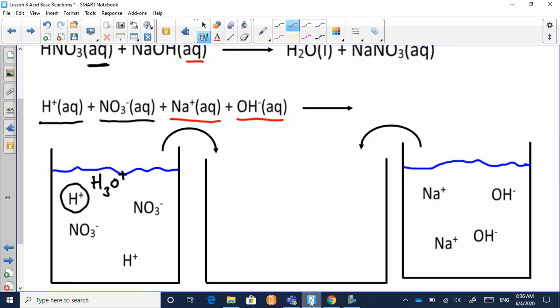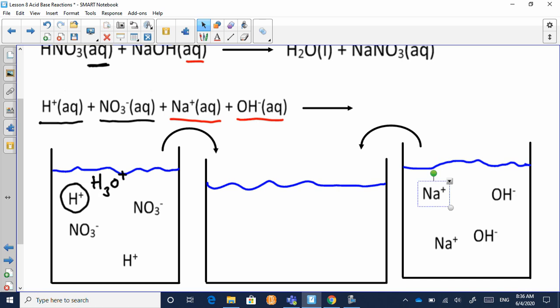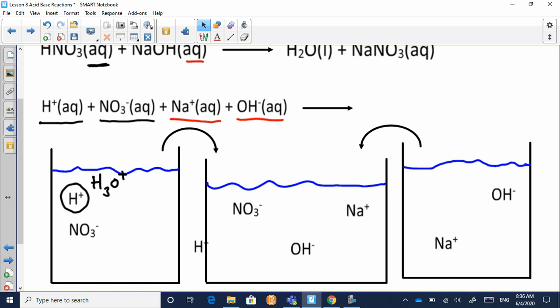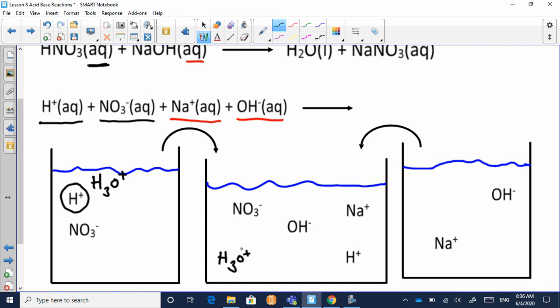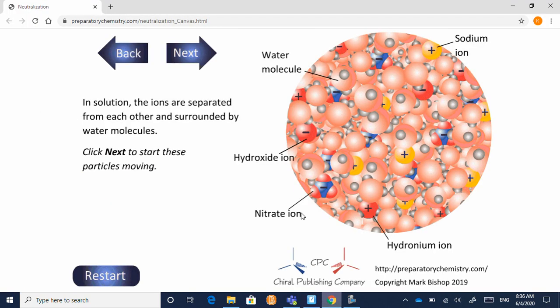So I want you to picture in your mind that we have now poured them together. We've got a lot more liquid now. And within that, we have all of these ions present. All of these ions are floating around, okay? And remember, the only difference is that my little animation shows the H plus as an H3O plus, which is just the H plus joined with a water. Okay, so you've got all these ions floating around in there.